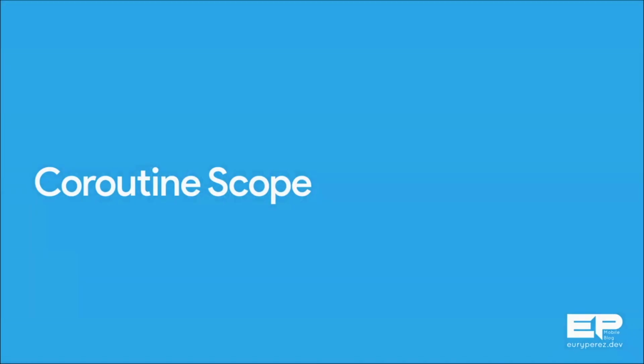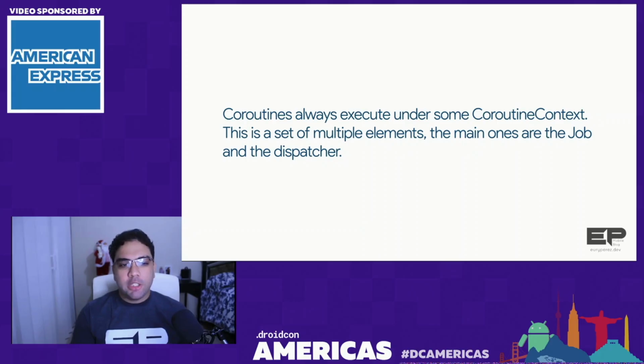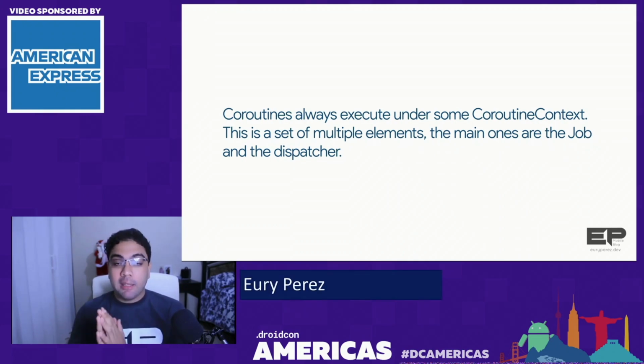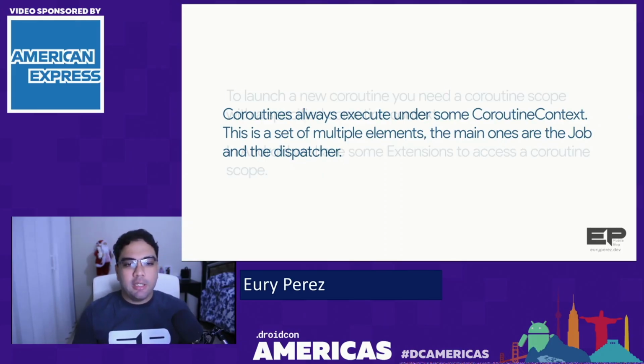So let's start with coroutine specific concepts, and let's talk about coroutine scope. Coroutines always execute under some coroutine context, right? This is a set of multiple elements. The main ones are the job and the dispatcher, right? So remember this, all coroutines need to be run under some coroutine context. We will be seeing the job and the dispatcher later in detail.